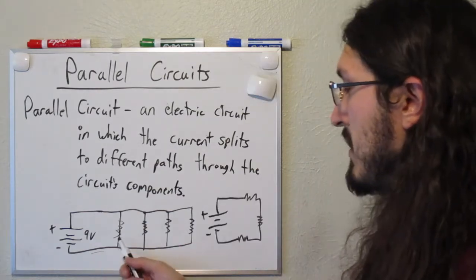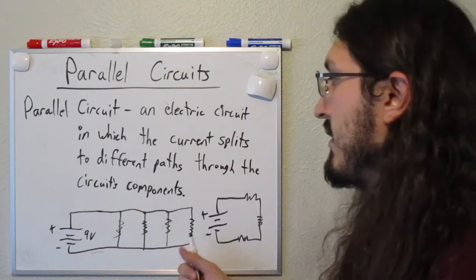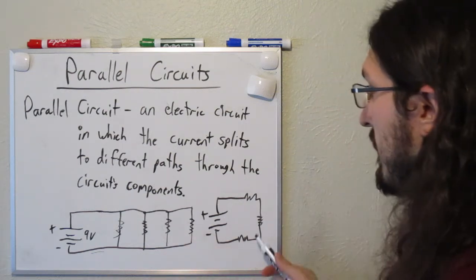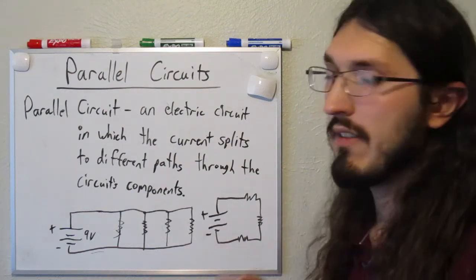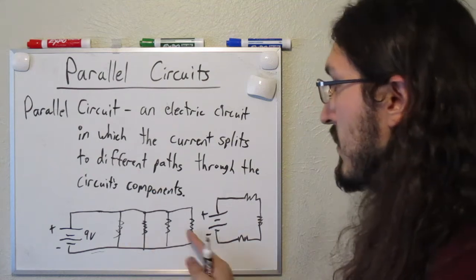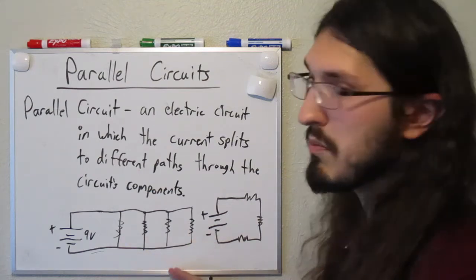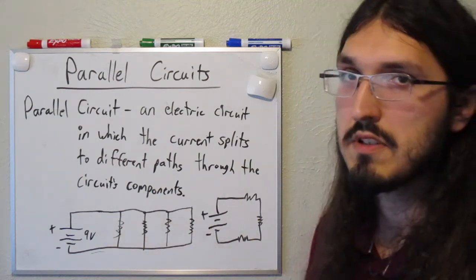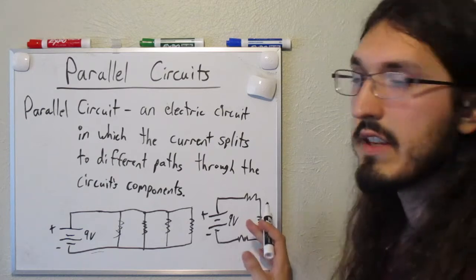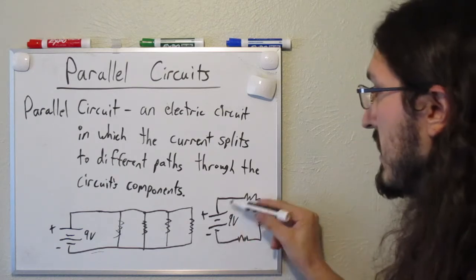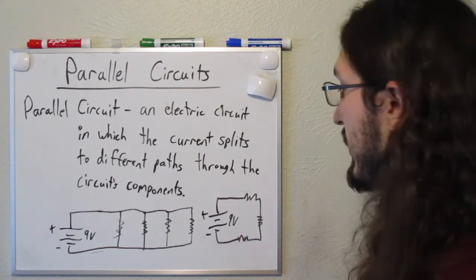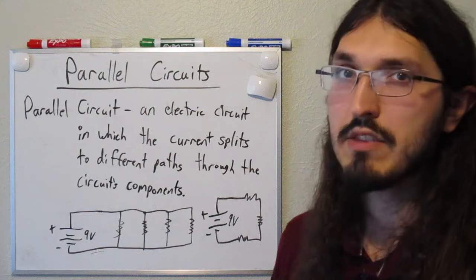So here I have a bunch of resistors connected in parallel, and here I have 3 resistors connected in series. If these were light bulbs, all of these would receive the same voltage. So these ones would glow pretty brightly, each one with 9 volts of energy. Whereas in the series circuit, the 9 volts would be divided amongst all 3. So if they're the same type of light bulb, each light bulb would only get 3 volts of battery.